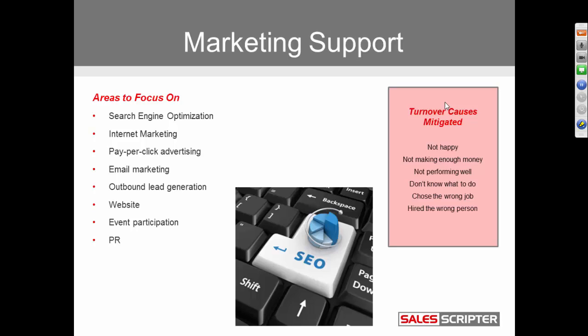But here are some areas that you can focus on. Search engine optimization, so driving more traffic to your website, doing a better job of internet marketing, pay-per-click advertising, email marketing we've already talked about, and outbound lead generation, so having a lower-level agent, a less expensive and lower-skilled person doing that outbound lead generation for your very expensive salespeople that you don't want to turn over. Improving your website, participating in events and PR.